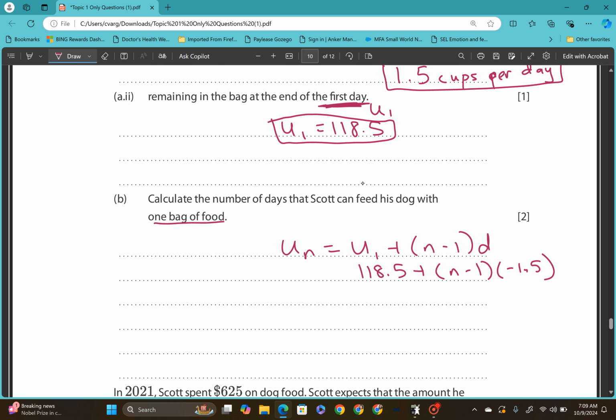And then we want this total number, to calculate the number of days that he can feed his dog with one bag of food. We want our Un to be 0. So you can go ahead and solve for this, right? So subtract 118.5. Or you could just plug it into Y1, Y2, and you get that n is equal to 80 days. To solve that, that's a little bit of algebra. If you get stuck on that, let me know.